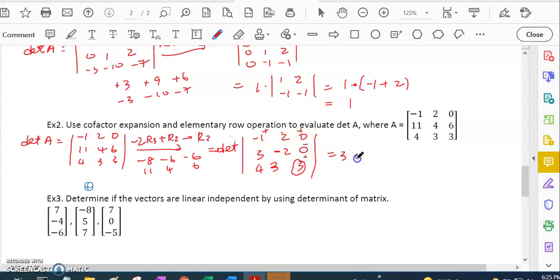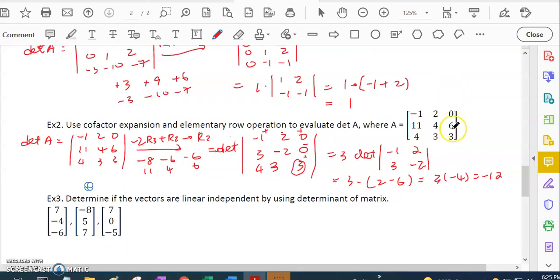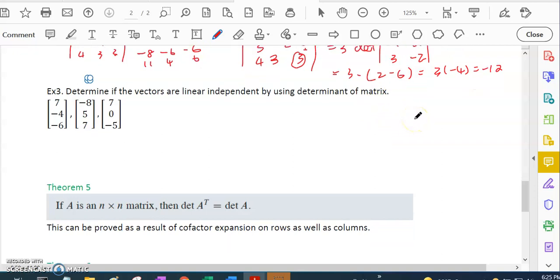So it's 3 times the determinant of -1, 2, 3, -2, the submatrix. So that is 3 times 2 minus 6. So that is -4. 3 times -4 is equal to -12. Okay, equal to -12. So that's like finding the determinant by elementary row operation to clear some elements in the column, and then just expand out of that.